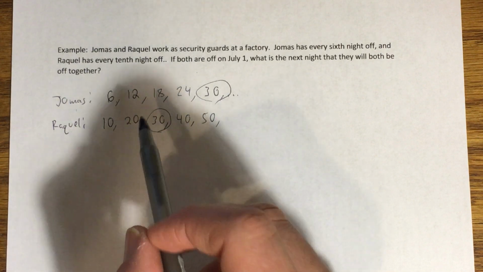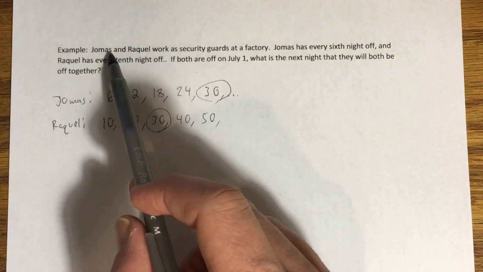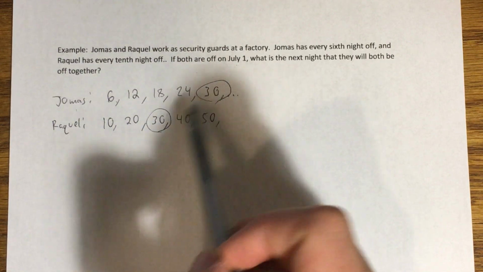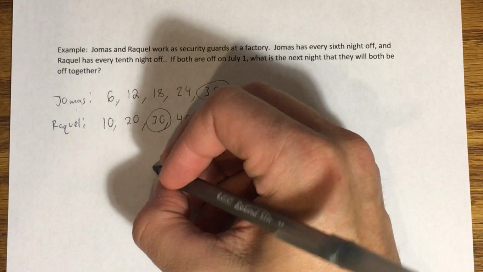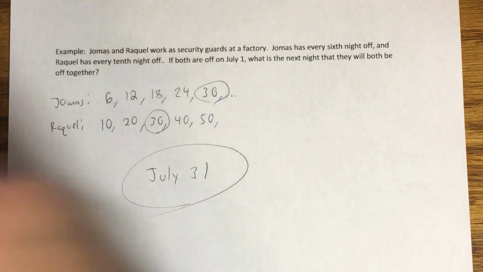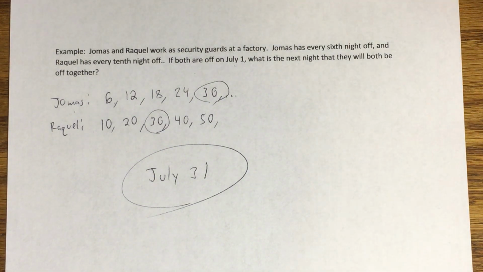So the very next day that Yomas and Raquel are going to have off after July 1st would be 30 days after July 1st. 30 days after July 1st would be July 31st. Okay? So you can see where least common multiples kind of plays into a word problem like this. That's going to wrap up 5.4.